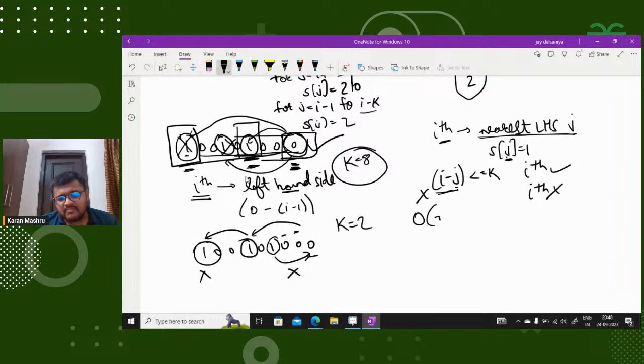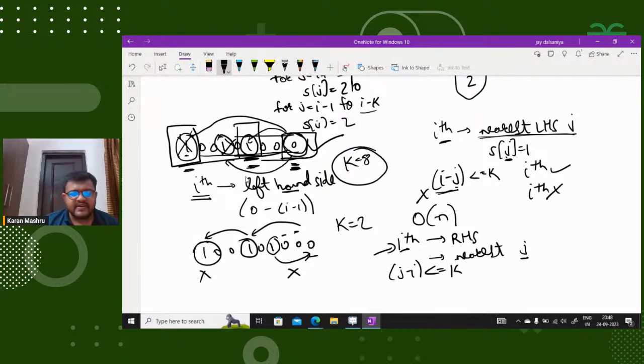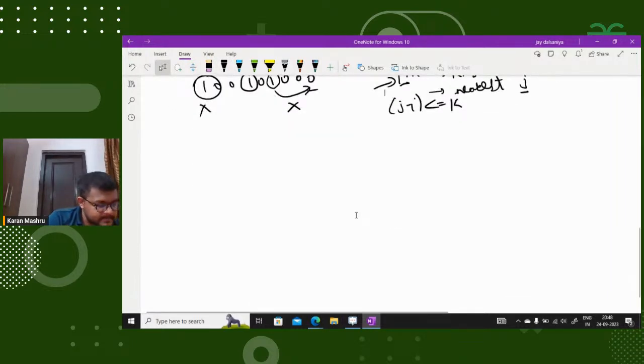Okay, this we can do in big O of n time, and we will do the same thing for all the indexes I on the right hand side elements also. So which element on the right hand side is nearest and infected? Suppose j is the index which is on the right hand side of I and it is the nearest to I and it is infected. So I can say if j minus I is less than equal to k, then the ith person will get infected, otherwise he will not get infected. Is this much clear?